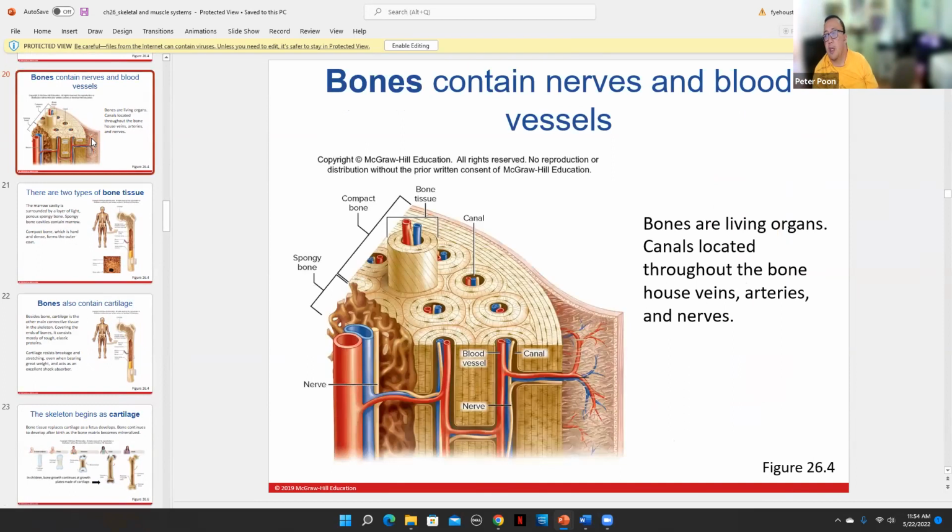We usually think of bones as dead tissue, but bones are very much living tissue. They have veins, arteries, and nerves running through them, which is why when you break a bone, it really hurts.